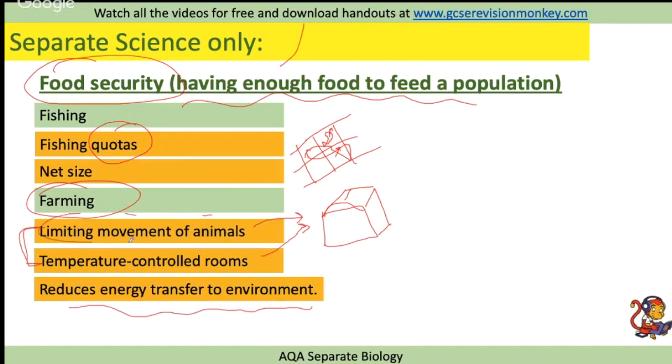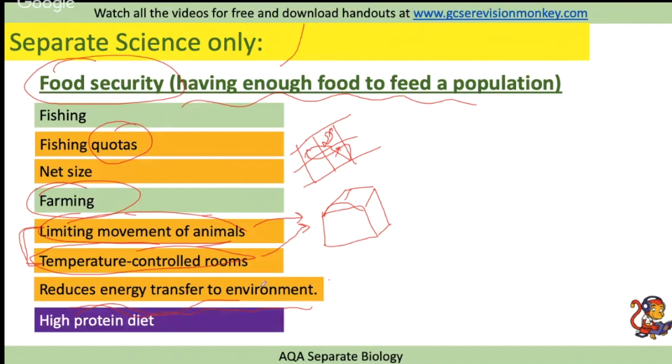Okay, so talk about restricting their movement by putting them in smaller pens, using temperature controlled rooms, and that both of these reduce the energy transfer to the environment. The other thing that farmers are doing is feeding the animals a high protein diet to increase their muscle growth, increase their meat yield, so that we can help have enough food to feed the growing human population.